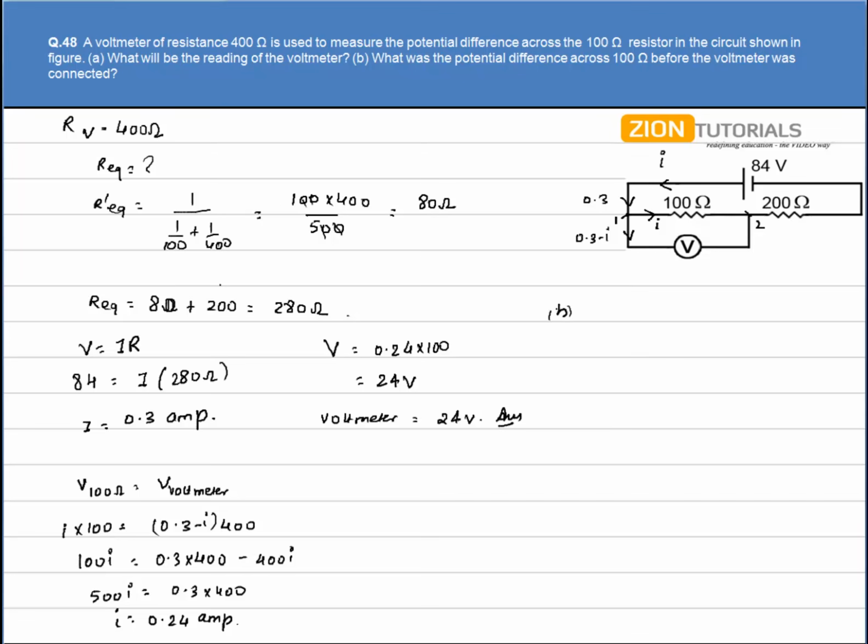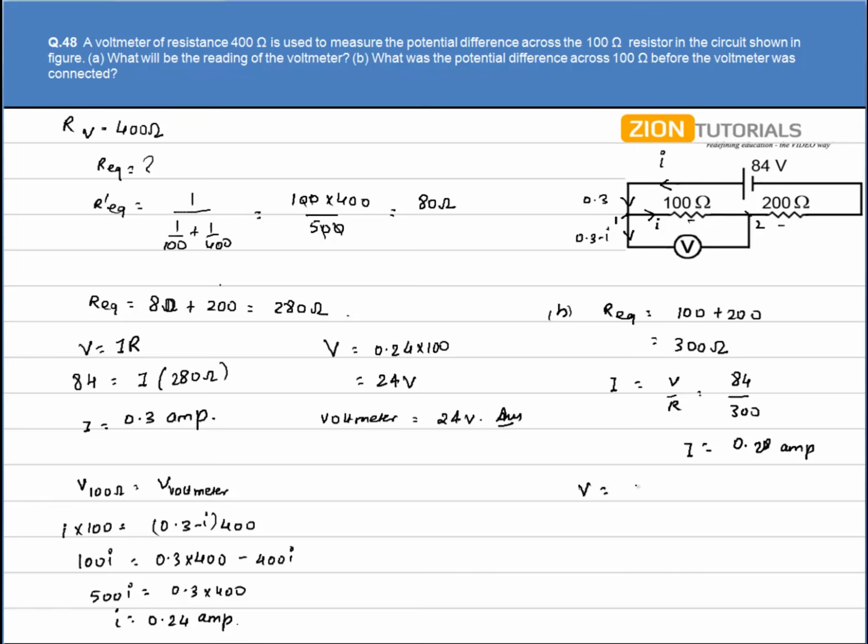In the second part, we had to calculate the potential difference across 100 ohm before the voltmeter was connected. Since the voltmeter was not connected earlier, our R equivalent will be simply 100 plus 200, because these two resistors are in series. So I have net resistance as 300 ohm. So net current flowing will be V by R, that is 84 volts divided by 300. That comes out to be 0.28 ampere.